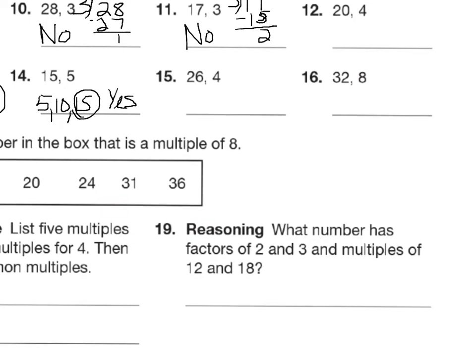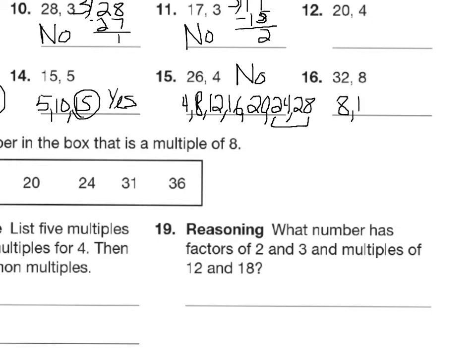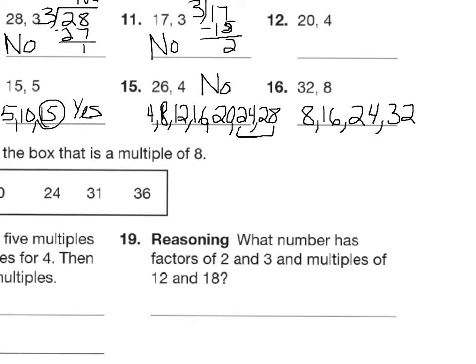Is 26 a multiple of 4? We're going to skip count. 4, 8, 12, 16, 20, 24, 28. And it's somewhere in the middle of that, so no. We did not hit 26. Alright, skip counting to 32. 8, 16, 24, 32. And we hit it. So that means that yes, it is.